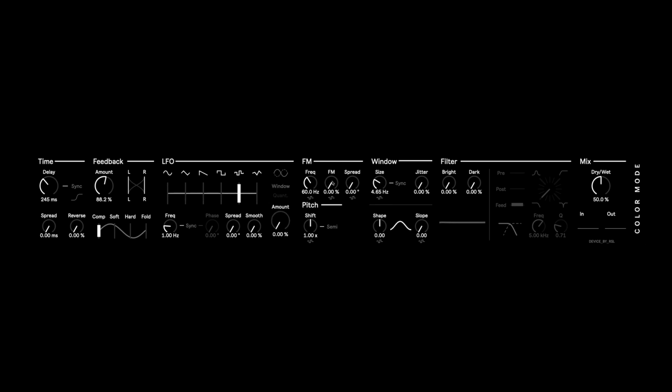Next up is FM, or frequency modulation. You can adjust the frequency of the FM, the amount, and spread, which shifts the phase of the right modulation signal. Underneath each of these dials, we have this small waveform. When you click on it, a number appears, which sets the randomization for each window. Underneath FM, we have the pitch. We can shift the pitch in playback speed and also in semitones.